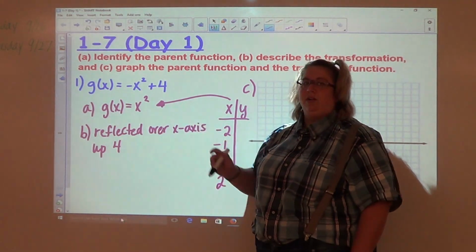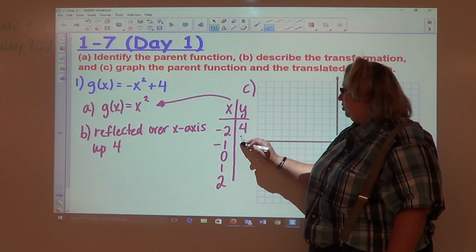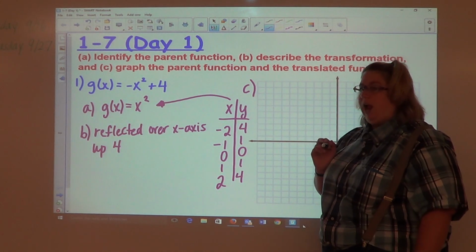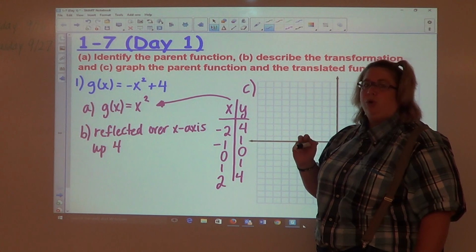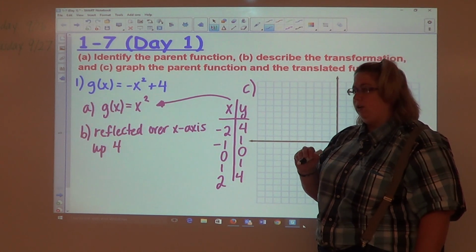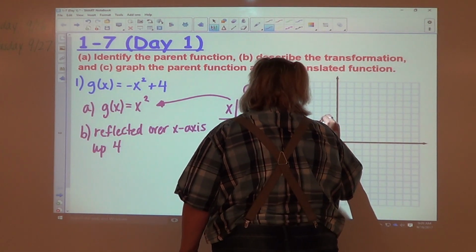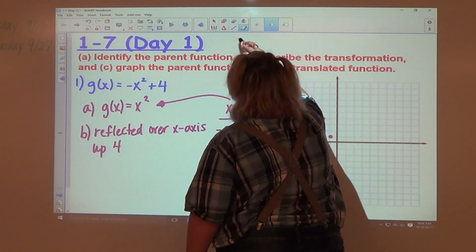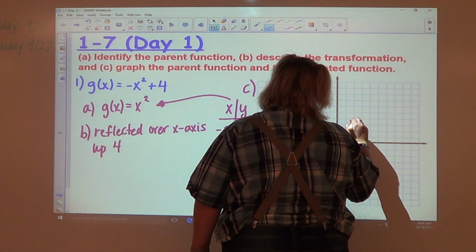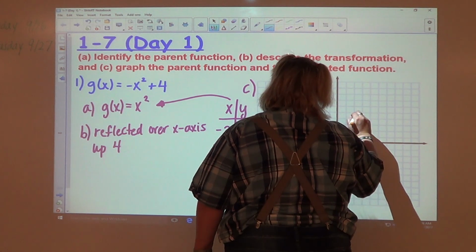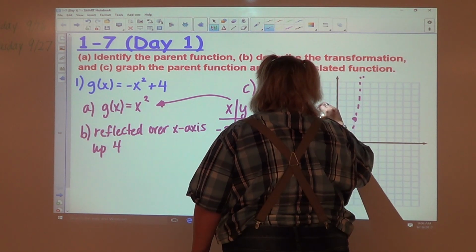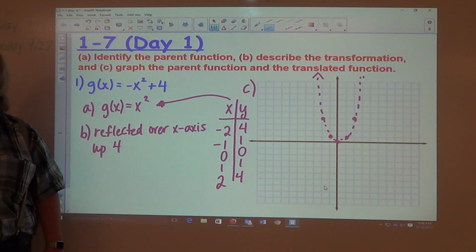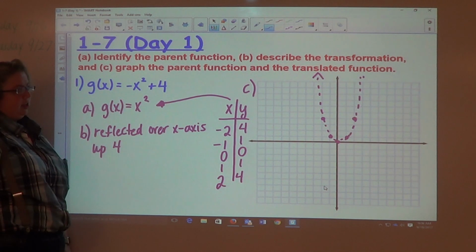Okay, so what is negative 2 squared? 4. Negative 1 squared? 0 squared? 1 squared? 2 squared? 4. Okay, and we're going to graph this. When we graph it and we connect the dots, we're going to make this a dashed line. So if you want to go ahead and draw your coordinate plane. So when you do your parent function, you're going to plot the points and then make it a dashed line.